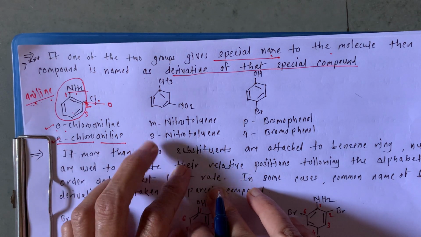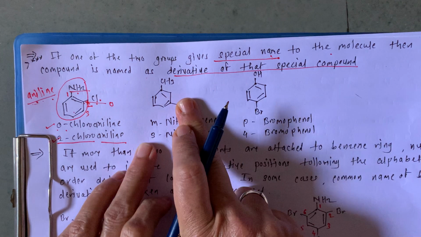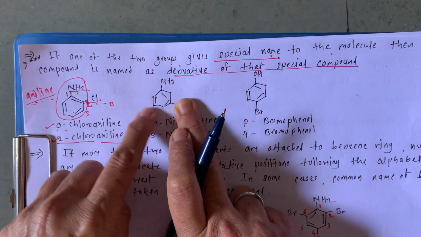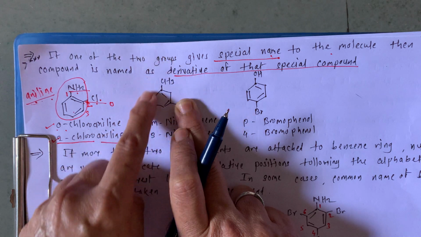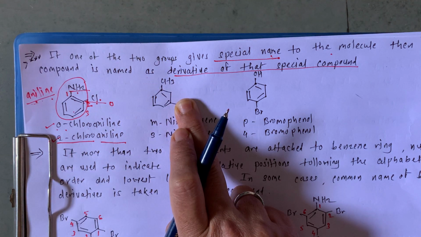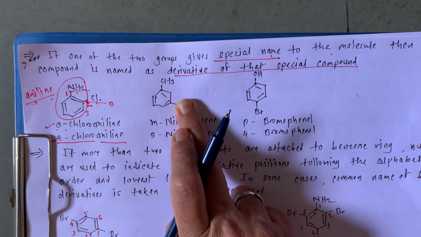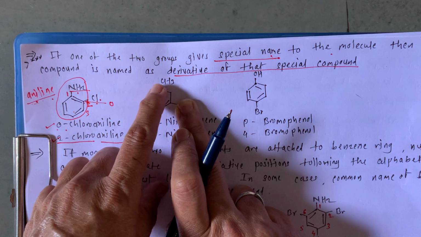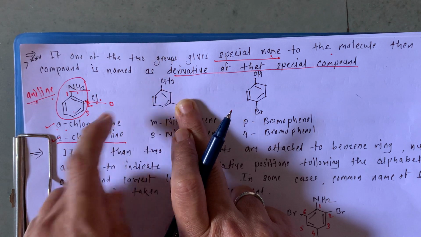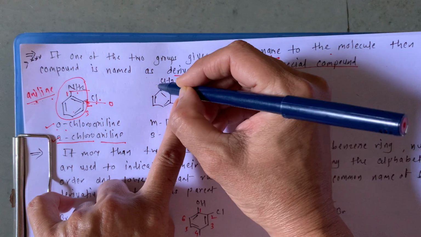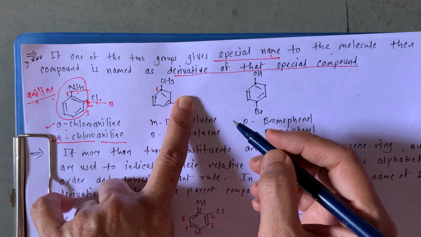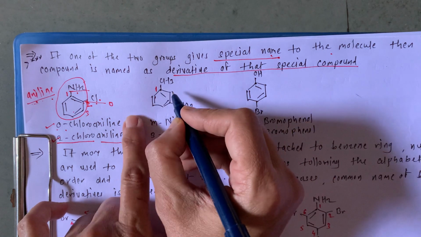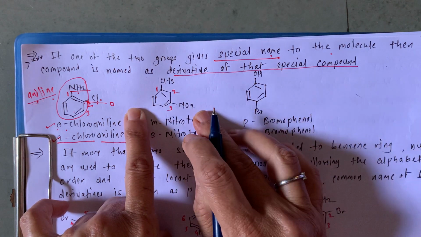Now what is next? Next, suppose I close this NO2. What is this? The special name for this molecule is toluene. Okay, so this is our toluene. And now with this group we are giving the specific name. That's why this carbon is always number 1. And then we have to give numbering 1, 2, 3 like this.